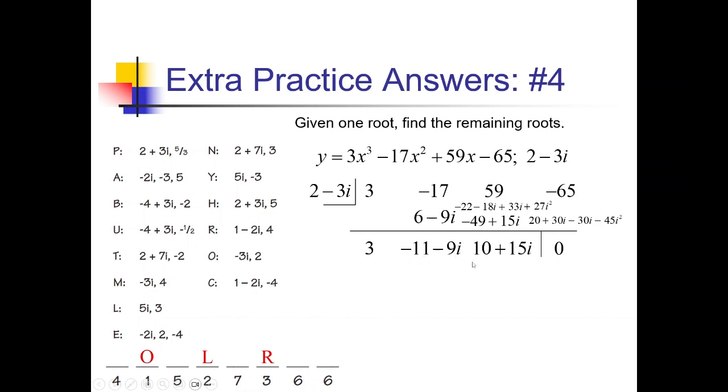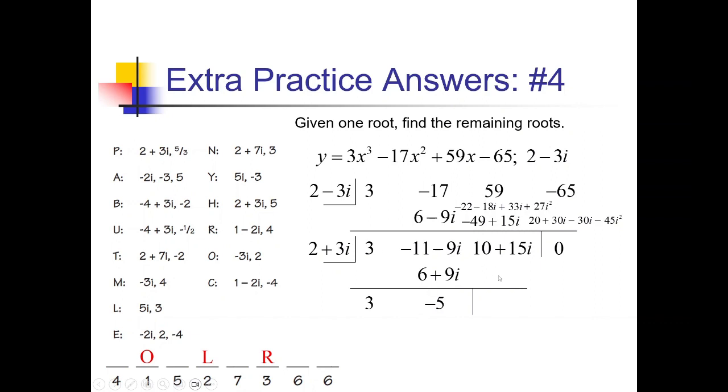Next up, we're going to do another synthetic division using the conjugate of 2 minus 3i. So 2 plus 3i then. We'll start like we did before. Bring down that 3. 3 times 2 is going to be 6. 3 times 3i is now a positive 9i. So kind of like before, but a little different. Negative and positive 9i actually cancel. That's nice. And then negative 11 plus 6 is going to give me negative 5.